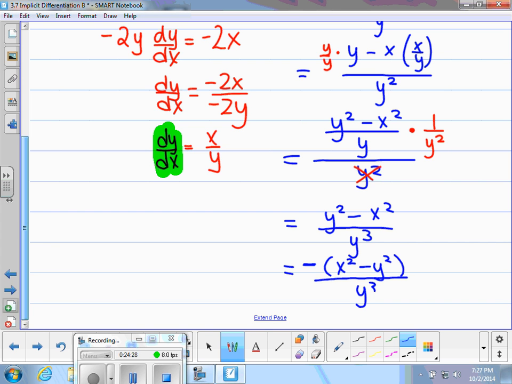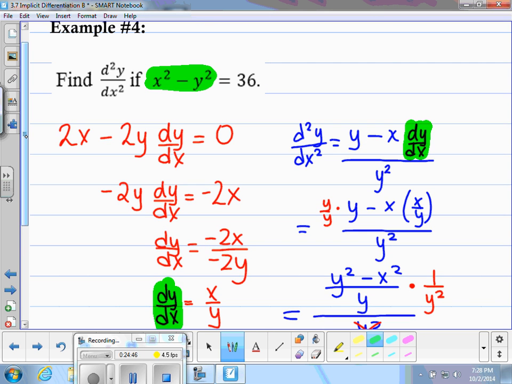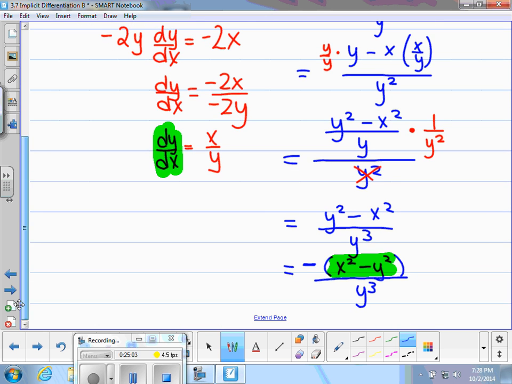over y cubed. Now, what I have in the parentheses is exactly the same as the left side of the equation that was given to me, what I started with. This right here is the same as this up here, right? So wherever I see that, x squared minus y squared, I can replace it or substitute in what it equals. And in this case, what it equals is 36. So I come back down here, and my final answer is actually negative 36 over y cubed.